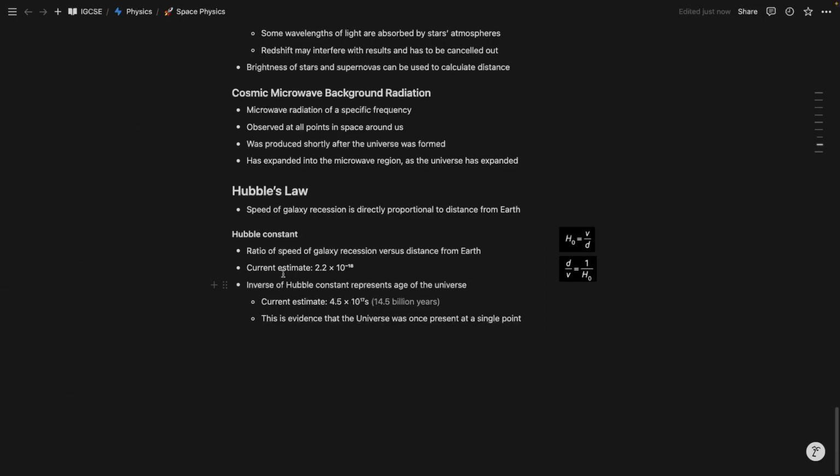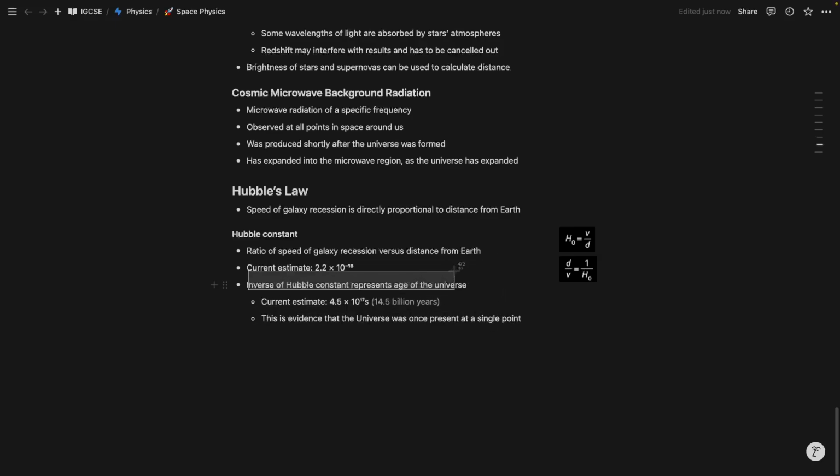The current estimate for the Hubble constant that we humans have calculated is 2.2 times 10 to the minus 18. And the inverse represents the age of the universe. The current estimate is 4.5 times 10 to the 17th seconds, which is 14.5 billion years. So you have to remember these two values for examination.